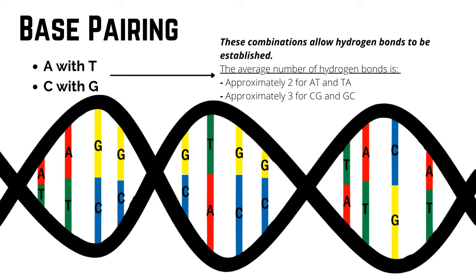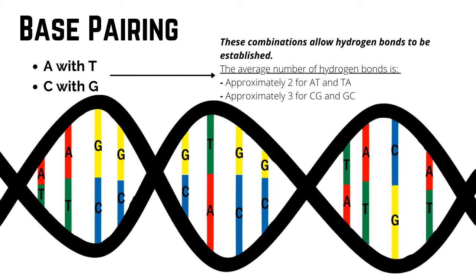The base pairs in DNA are A with T. This means that the purine adenine always pairs with the pyrimidine thymine. The other base pair is C with G. This means that the pyrimidine cytosine always pairs with the purine guanine. Only with these combinations are there opportunities to establish hydrogen bonds between them. These hydrogen bonds are crucial to holding the DNA helix together so that they link together in the same sequence. It also helps enzymes and proteins recognize DNA so that they can carry out biological functions.